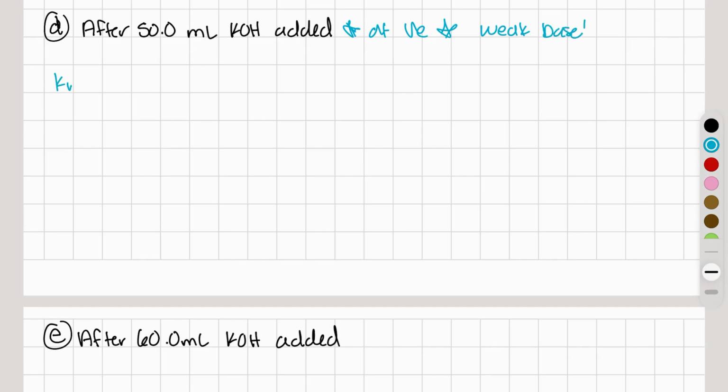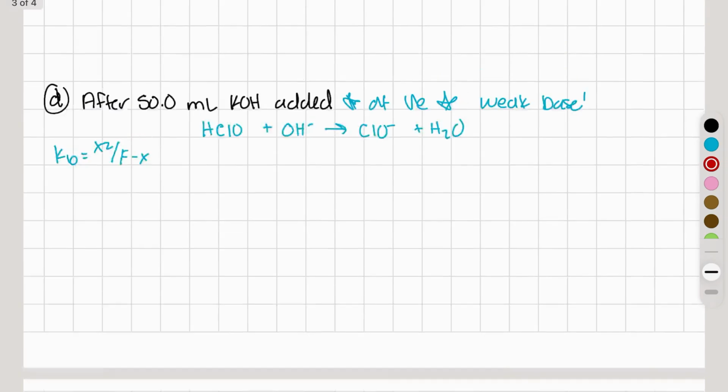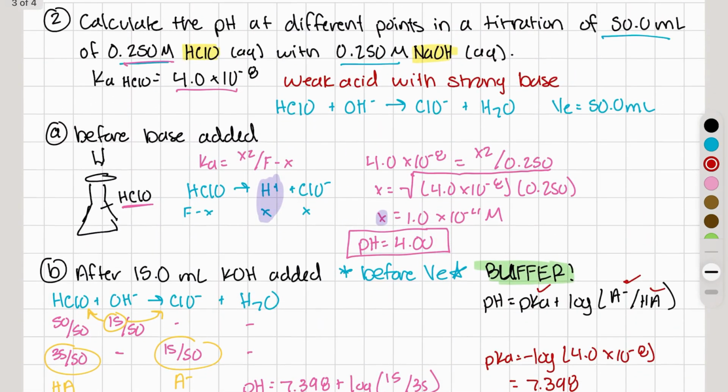And so I can say Kb equals x squared over F minus x to find the pH of a weak base solution. So I'm going to write out that equation again, and we can find all the variables we need to solve this Kb. So if we have HClO plus OH minus gives me ClO minus and H2O. I'm going to work this out with those moles. So first I need to find my moles of HClO. Well, thankfully we were given everything we need to find that in this equation.